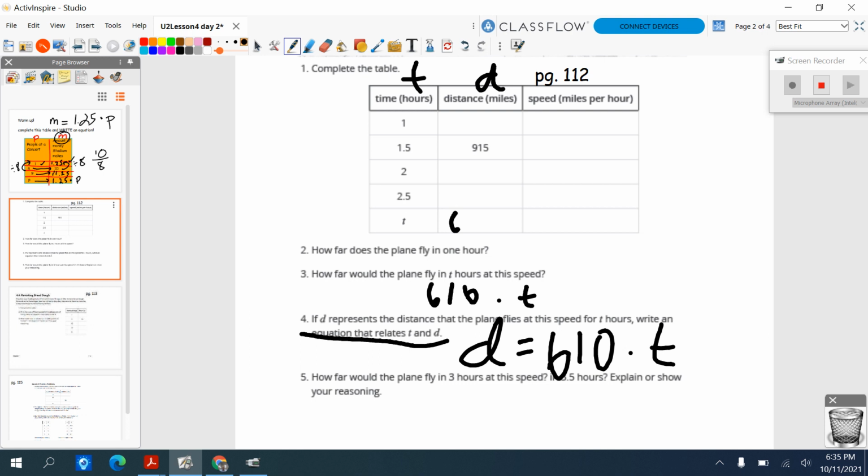How far would a plane fly at 3 hours? Well, we're just going to use our equation. So now we know that the time is 3. So I'm going to put a 3 in there. So instead of 610 times t, I'm going to say 610 times 3. And that gets you 1,830.